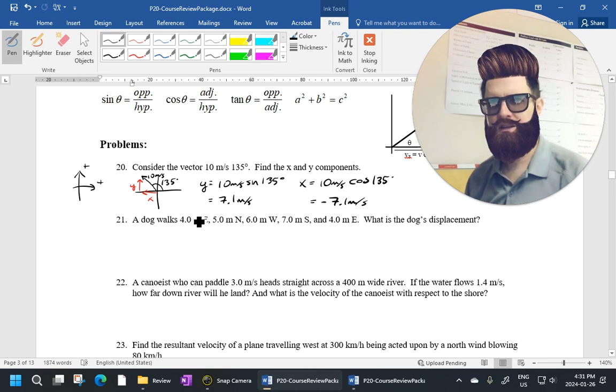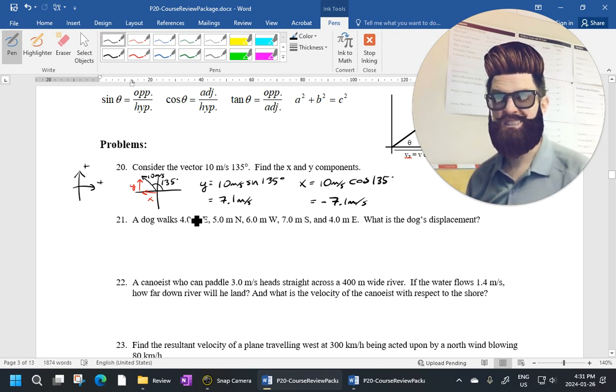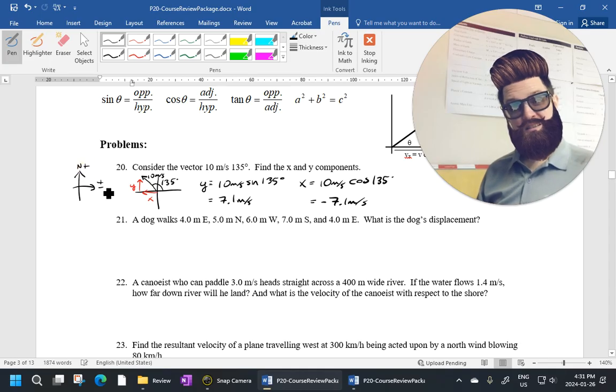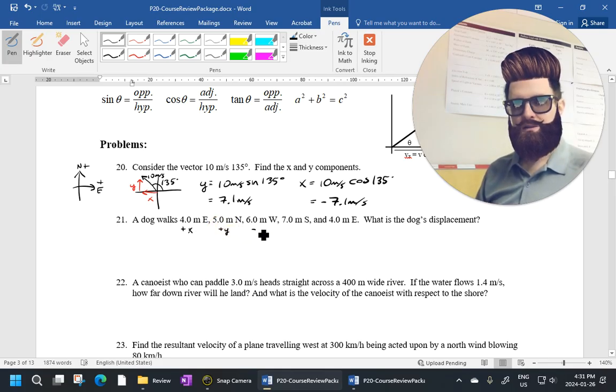East, south, west. So this one here, if I'm going east, that is all in the x direction, so this is like a positive x. This one's going north, so that's like a positive y. This one's a negative x because it's going west. This is a negative y, and this one's going back to a positive x.